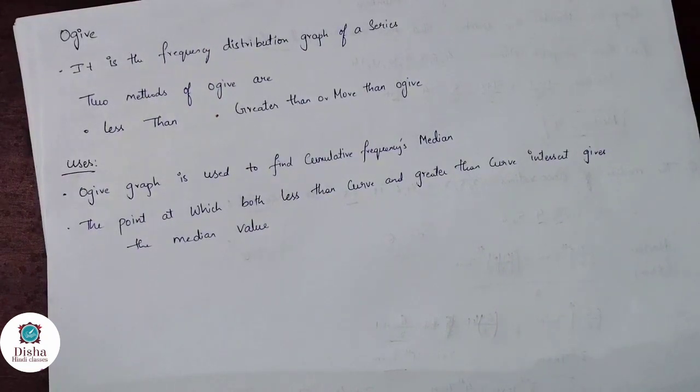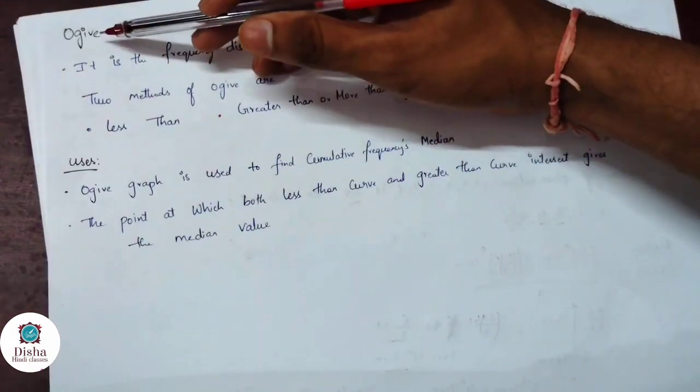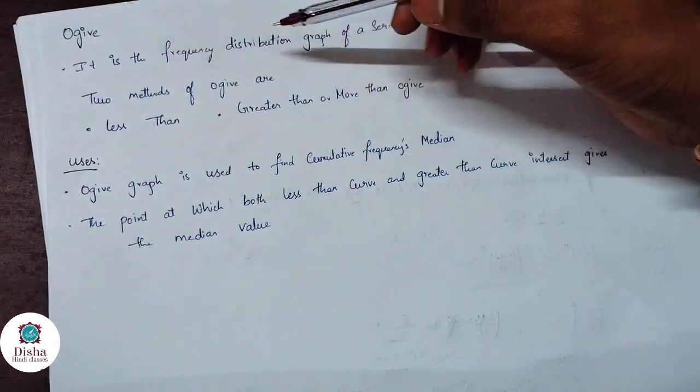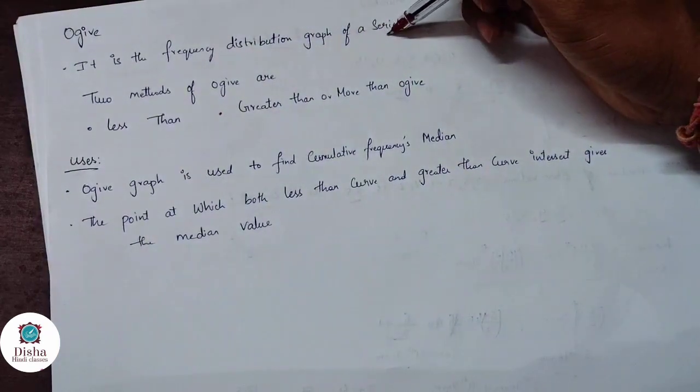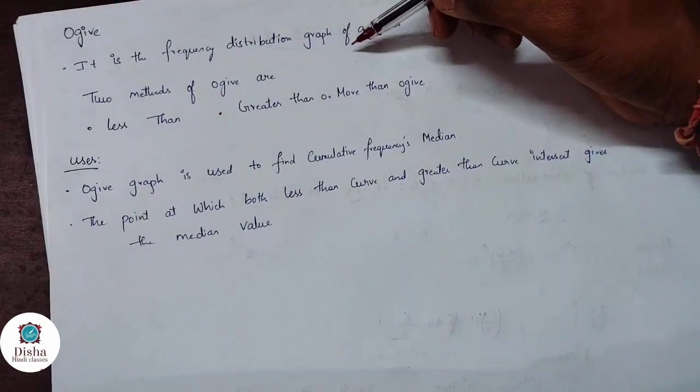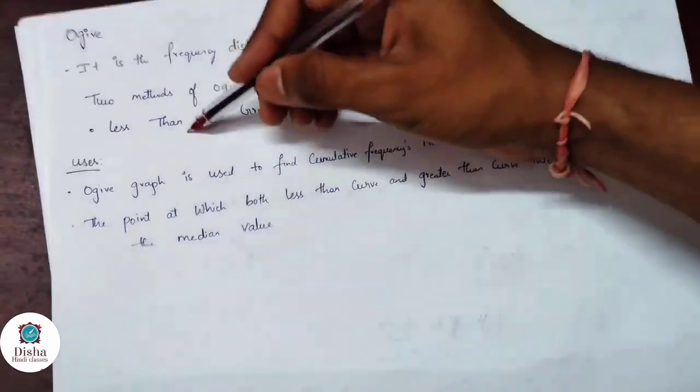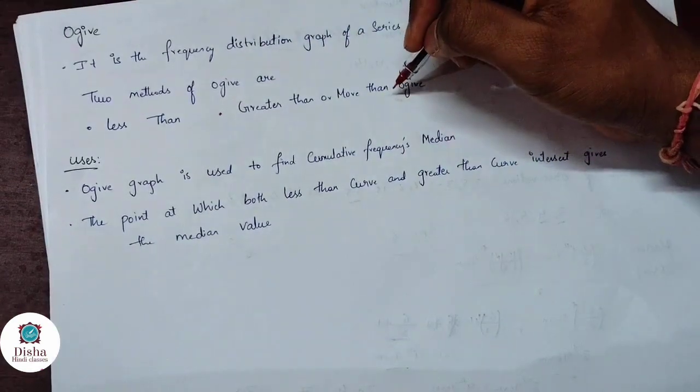So next we'll be looking at ogive. What is ogive? It is written as ogive, but it is pronounced as ogive. It is the frequency distribution graph of a series. There are two methods for ogive curves, that is less than and greater than cumulative frequencies.